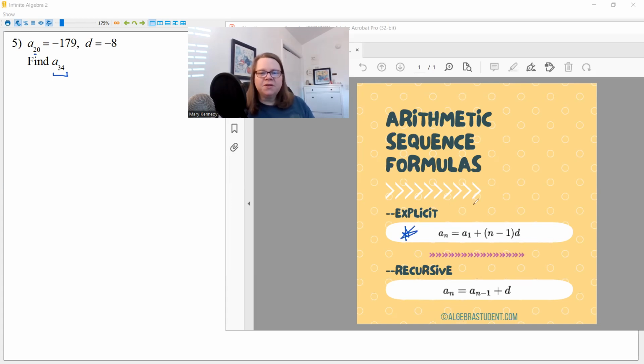Now, this little formula sheet is in your Algebra Student Membership dashboard under Algebra Resources. So you can just print it out right there. But let's jump into this. I'm going to copy the formula, and then we'll see if we can plug into that and figure out the 34th term.